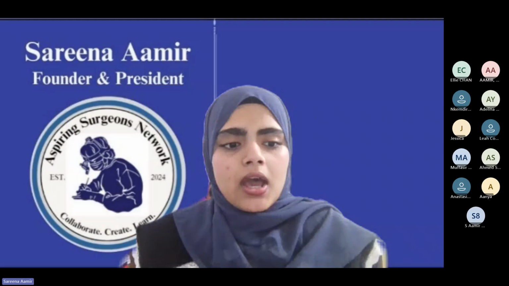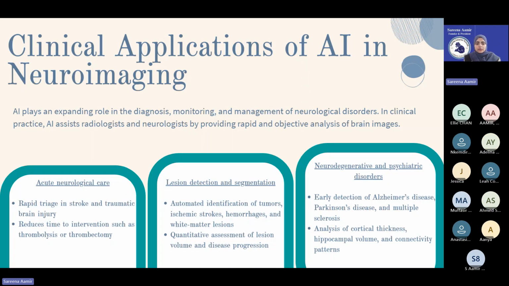The patient has, and it can also reduce time to intervention, such as thrombolysis or thrombectomy, which is just some surgical procedures. And it can also be used for lesion detection and segmentation, which can identify tumors, ischemic strokes, hemorrhages, or white matter lesions. So it is very, very important in diagnosing what the patient has, what type of neurological disorder it has.